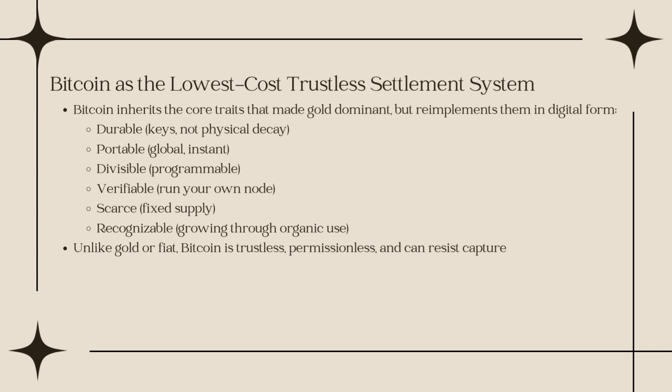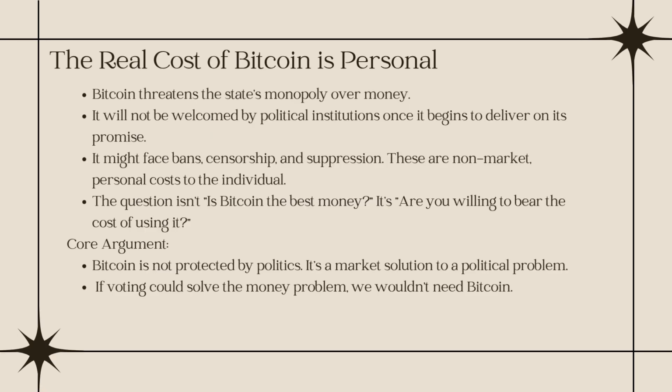So unlike gold or fiat, Bitcoin is trustless, permissionless, and can resist state capture. So where gold failed, Bitcoin can potentially succeed if individuals are willing to take on the personal cost of resistance. Okay, guys, so in terms of Bitcoin security, it's often thought to be the system itself, right, the technology alone that secures Bitcoin.